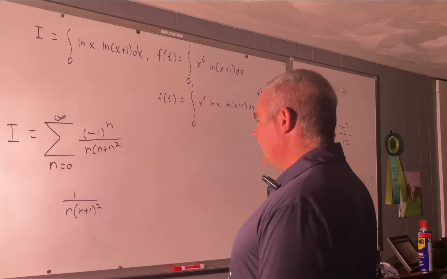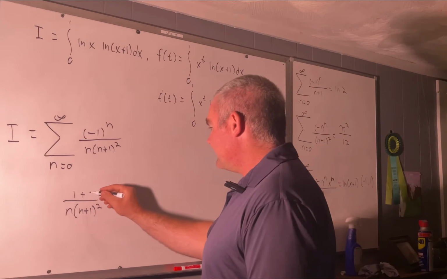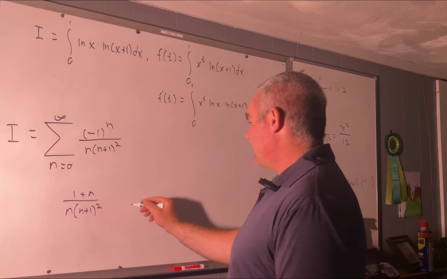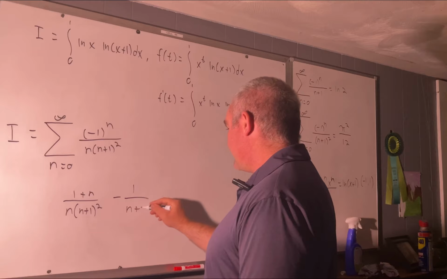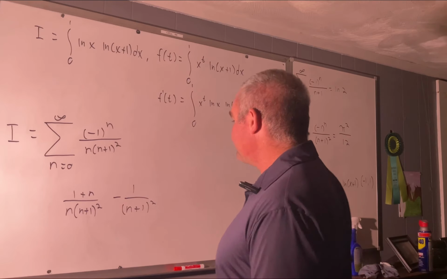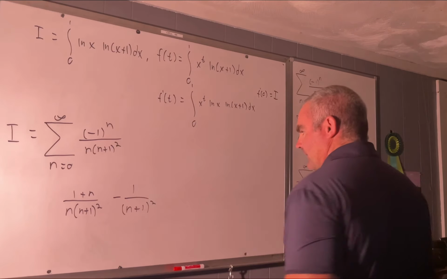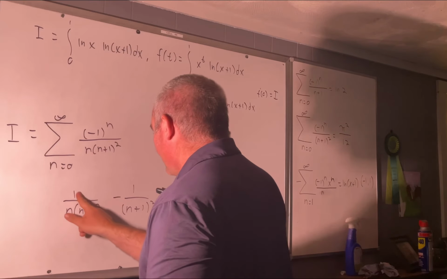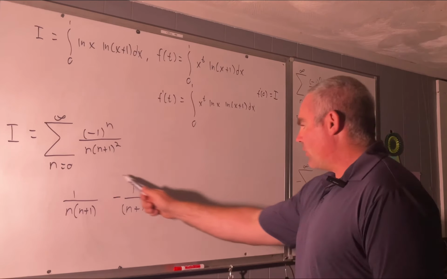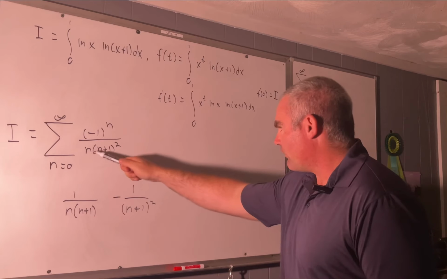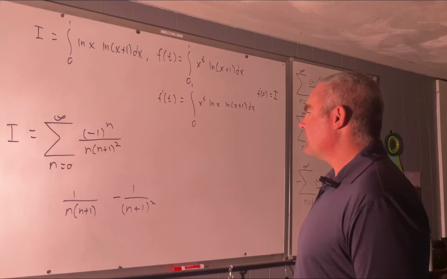Well, we could add an n to the top right here, but that means we would have to subtract 1 over n plus 1 all squared, right? Yeah, that's true. All right, so this would just become 1 over n times n plus 1. So this is the equivalent to 1 over n times n plus 1 squared.